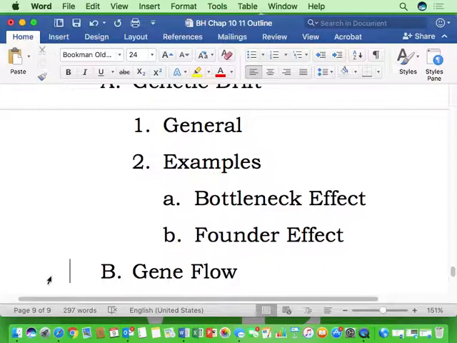Another mechanism of evolution, gene flow, which is the movement of alleles from one population to another.